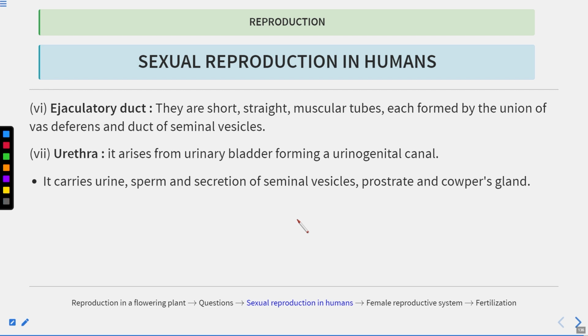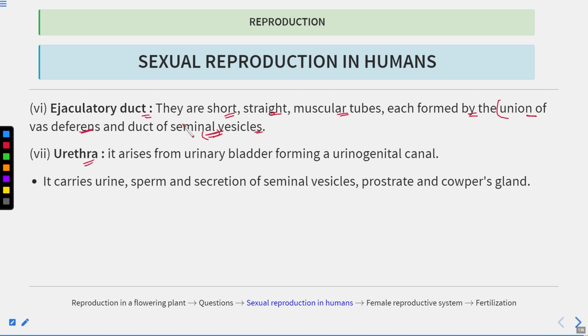The ejaculatory ducts are short, straight, muscular tubes, each formed by the union of the vas deferens and the duct of the seminal vesicles. So the ejaculatory duct is the union of what? Here two ducts are combining together, and which two ducts? It is the union of the vas deferens and the ducts of the seminal vesicles. Clear? Now next is the urethra.